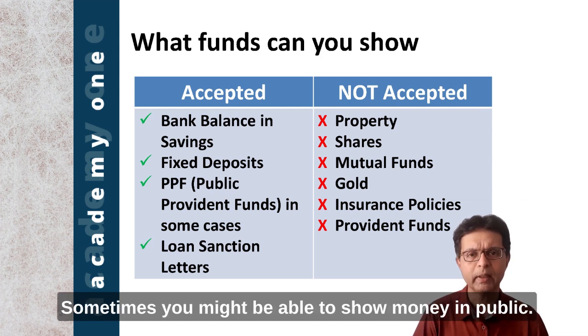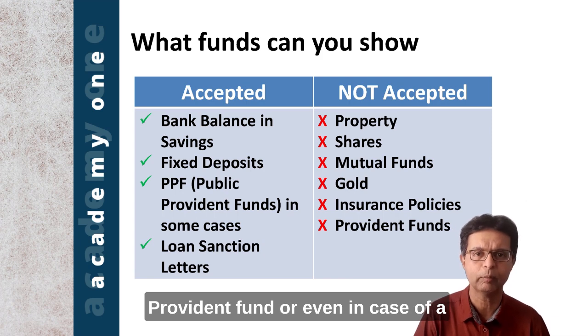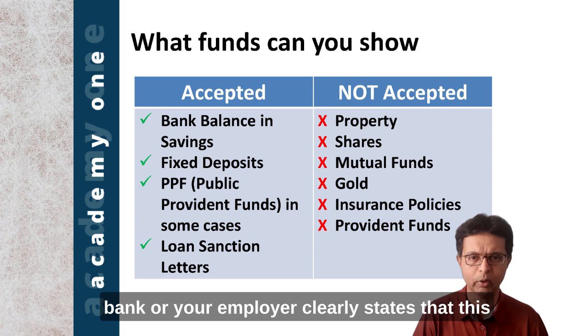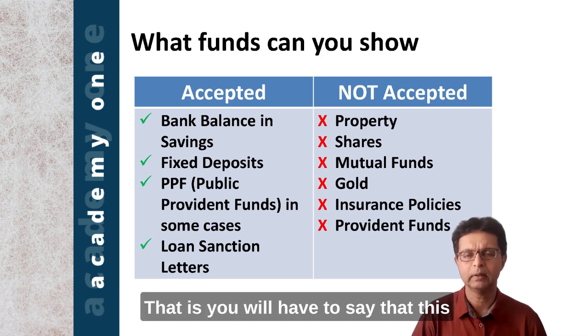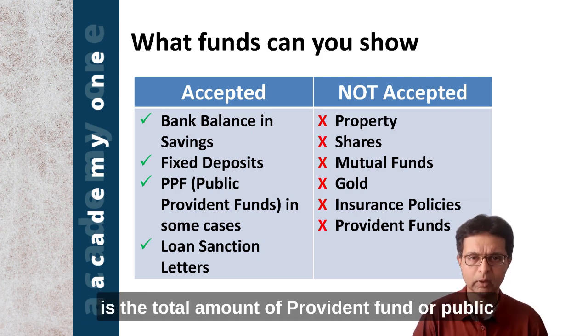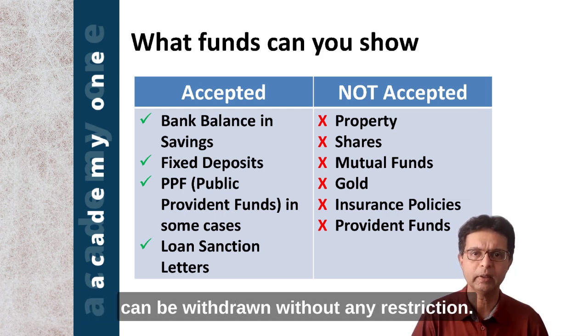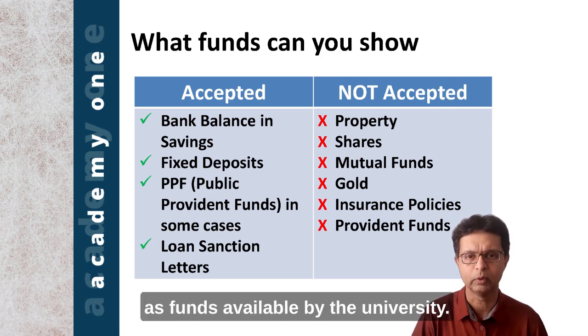Sometimes you might be able to show money in public provident fund or even in case of a provident fund if the letter issued by the bank or your employer clearly states that this is the withdrawable amount in that provident fund. That is, you will have to say that this is the total amount of provident fund or public provident fund available, and this is the amount which can be withdrawn without any restriction. So the withdrawable amount might be considered as funds available by the university.